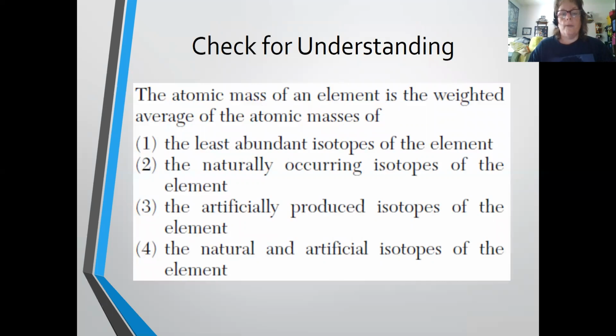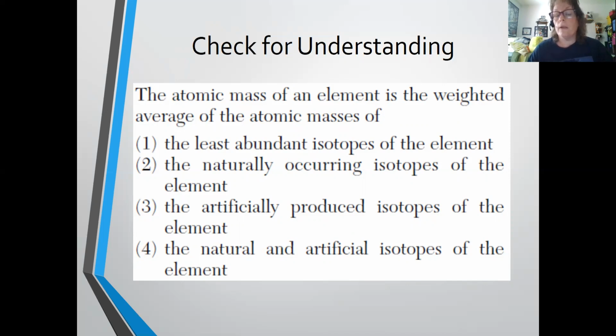All right, the atomic mass of an element is the weighted average of atomic masses of? Let me read that one more time. I kind of messed that up. The atomic mass of an element is the weighted average of the atomic masses of, would they be the least abundant isotopes of the element, the naturally occurring isotopes of the element, the artificially produced isotopes of the element, or the natural and artificial isotopes of an element?